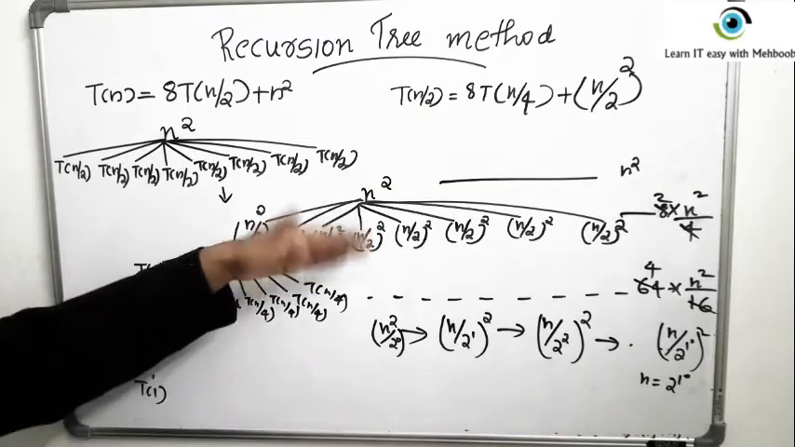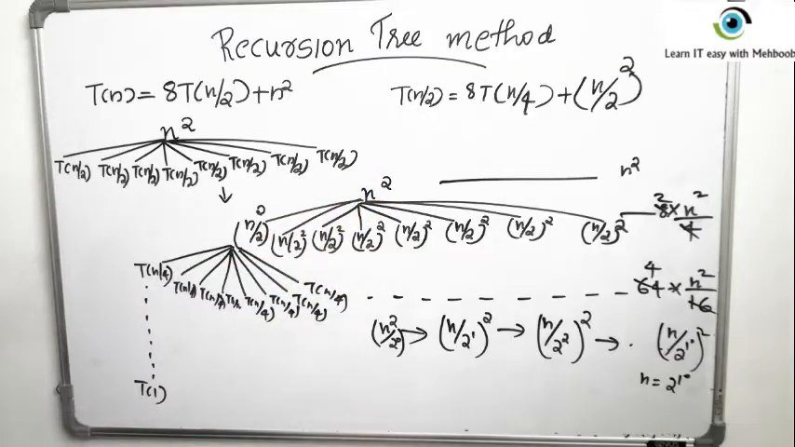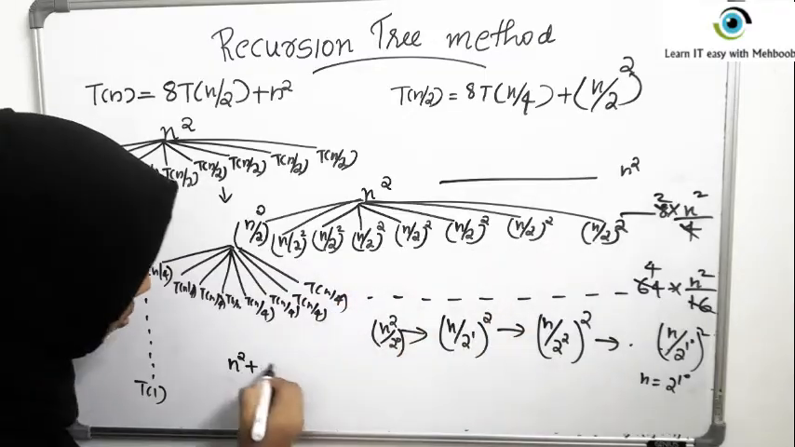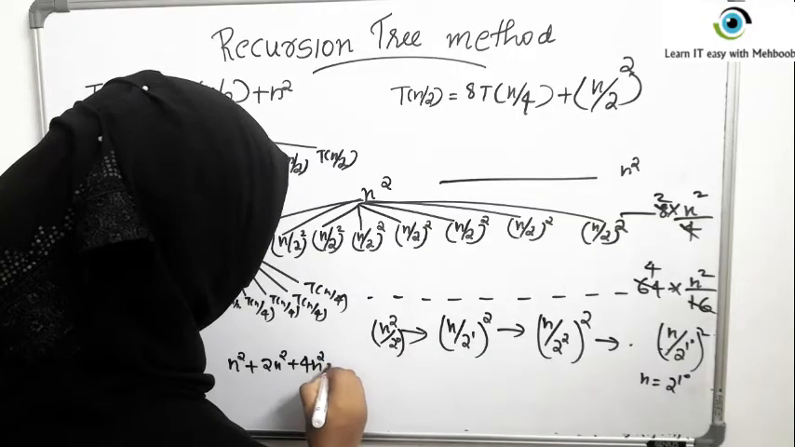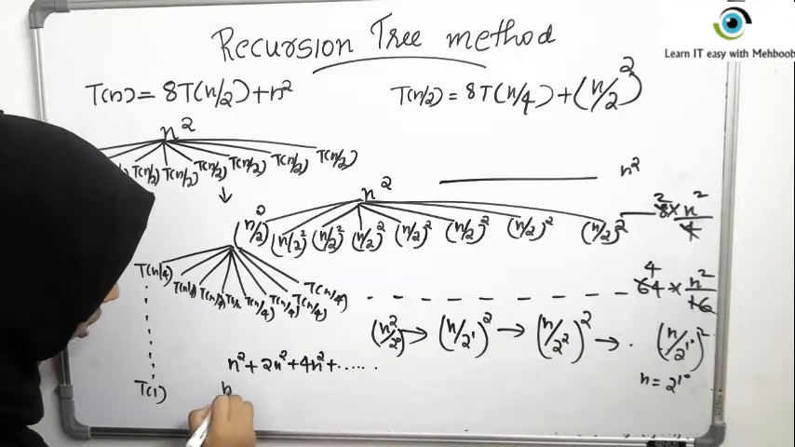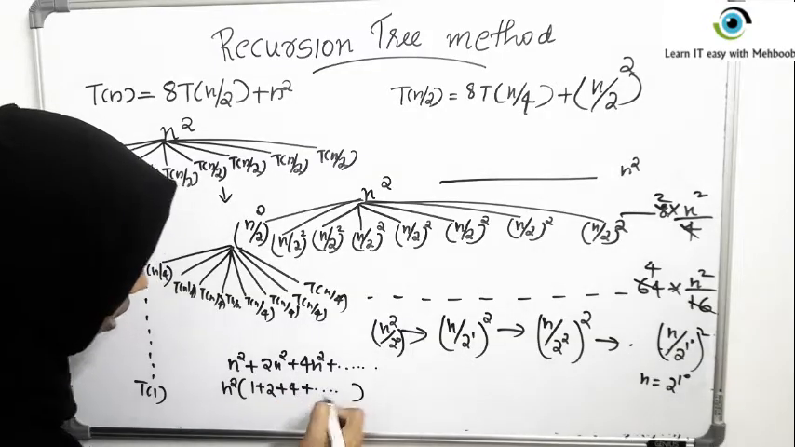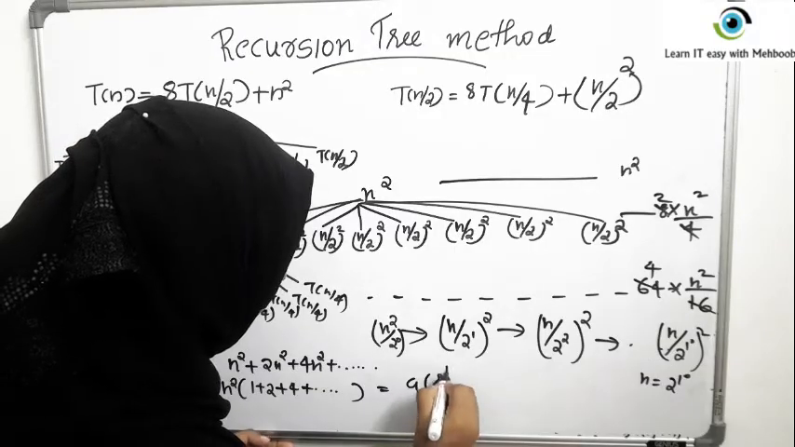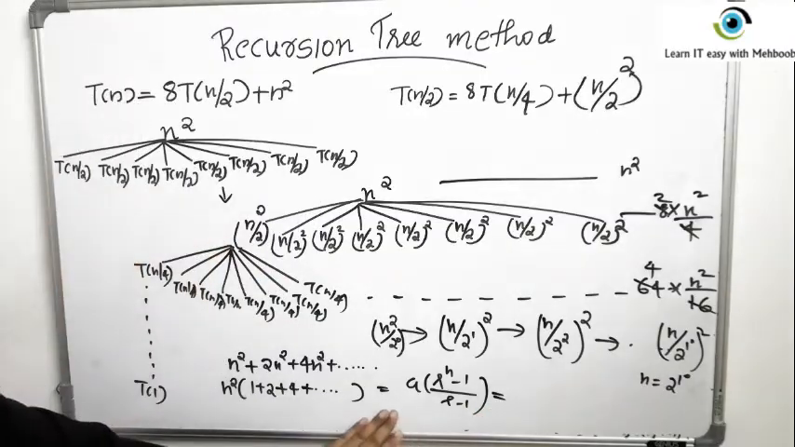So now again you have to take the total cost at each level. So in the first level it is n square, as you can see. In the second level that is 2n square. In the third level it is 4n square, and it goes on. Definitely you have to take how many terms are there in the GP. So I am taking the common term n square out. So it is 1 plus 2 plus 4 plus something. So you have to solve the equation, that is a into r raised to n minus 1 divided by r minus 1. You have to get the total number of terms.